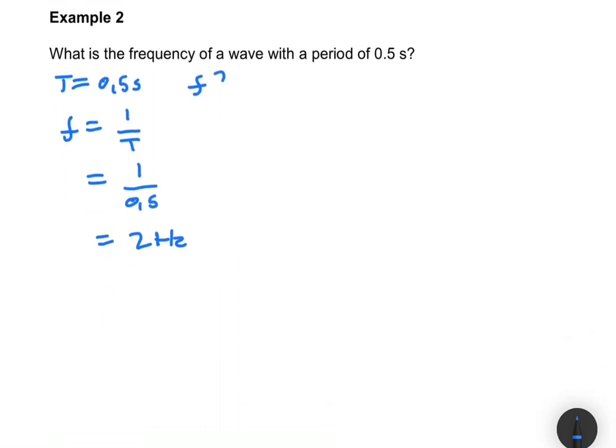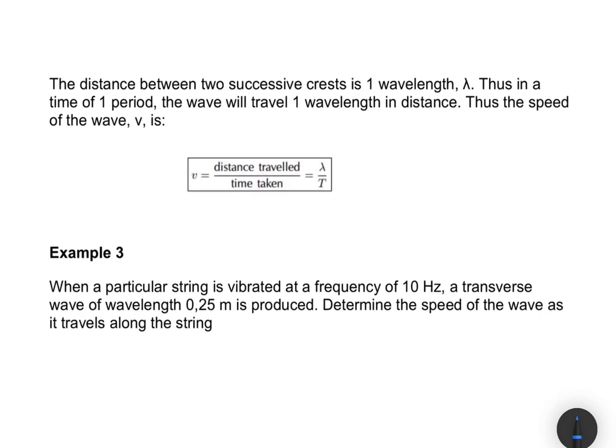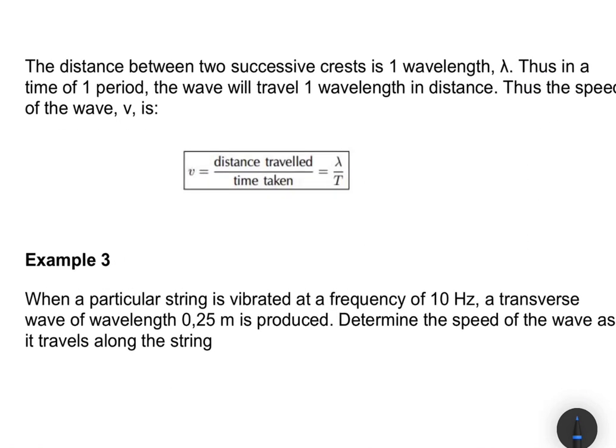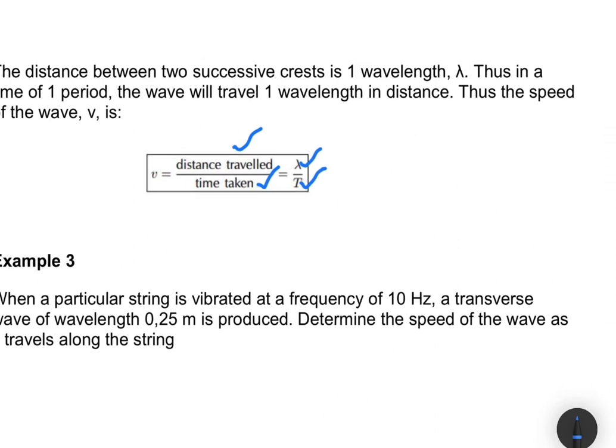Let's go ahead and solve some more problems and see what we have. We know fully well that the distance between 2 successive crests is 1 wavelength. As a consequence, in a time of 1 period, the wave will travel 1 wavelength in distance. From there, we can deduce that the speed of a wave equals the distance traveled divided by the time taken, which is the wavelength divided by the period. But without complicating things, we can also say that the speed of a wave equals the wavelength multiplied by the frequency. This is also true. So the speed is the wavelength divided by the period, or the wavelength multiplied by the frequency.